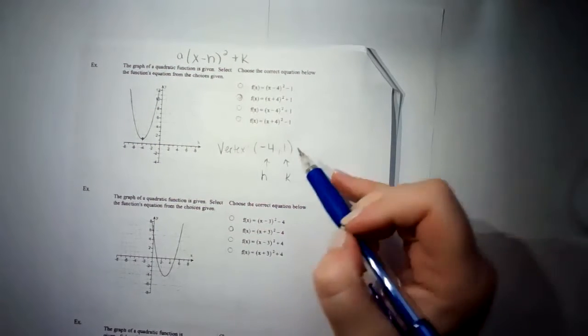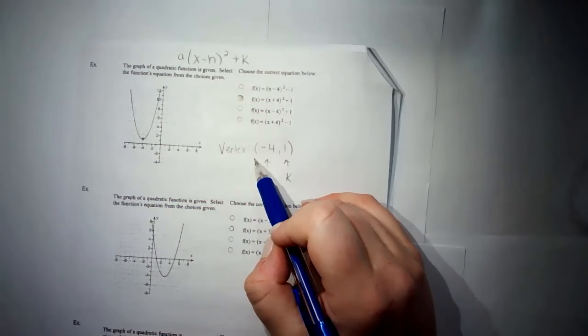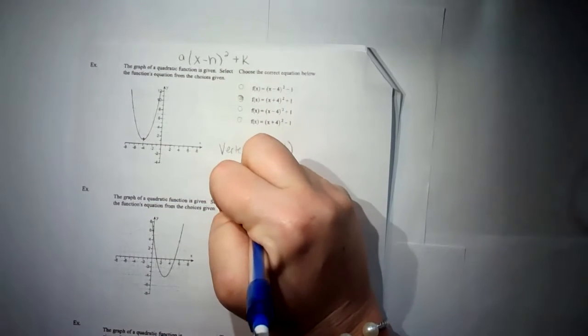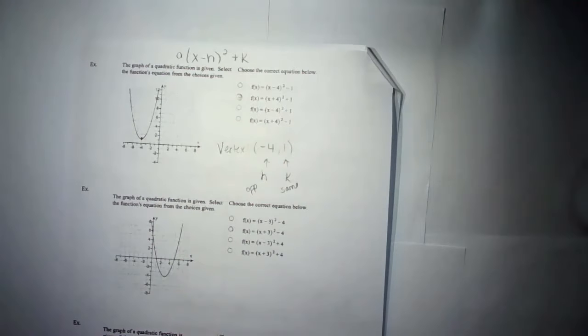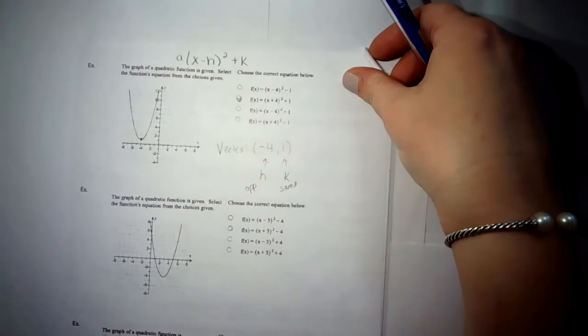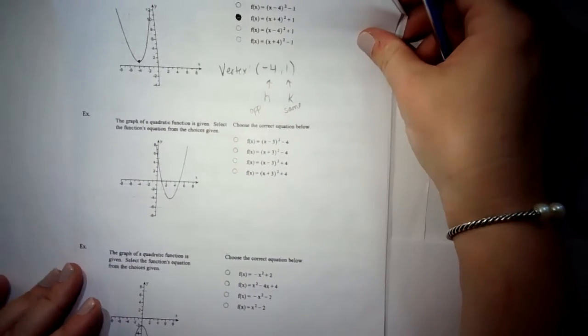So remember, it's going to be the same sign for K, the opposite sign for H. Okay, opposite for H, same for K. That's what we're looking at. Okay, everybody all right with that? We're going to scooch up. Okay, let's look at the next one.